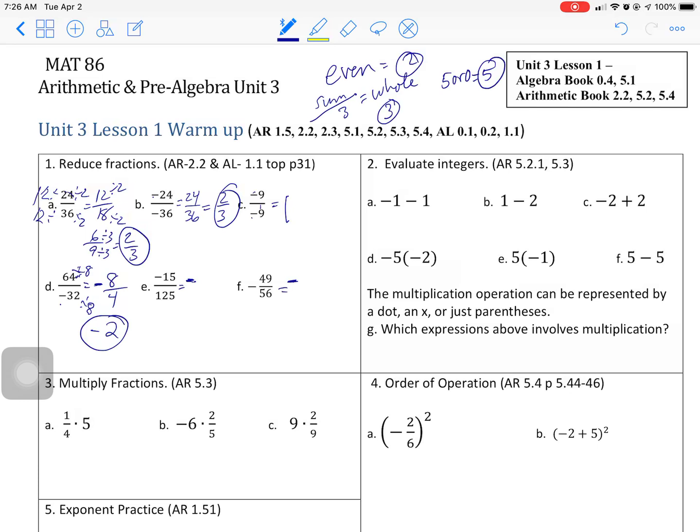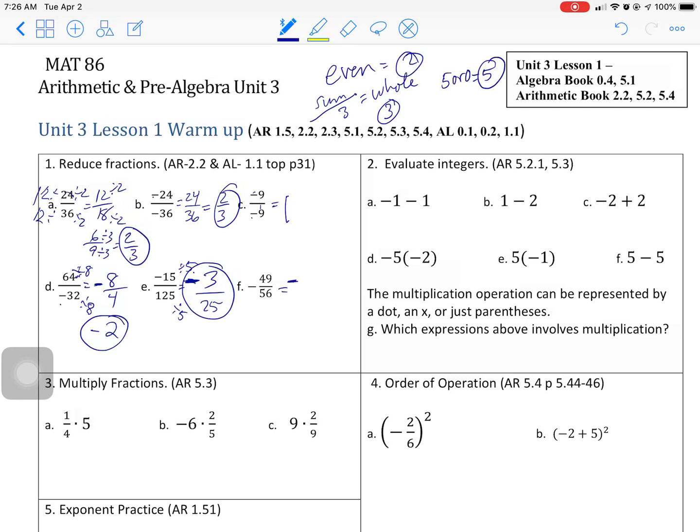Okay. These are both ending in a 5. Let's just start there. They end in a 5 or a 0, so they're divisible by 5. 5 into 15 goes 3 times. I already have the negative right here. 5 into 125 goes 25 times.